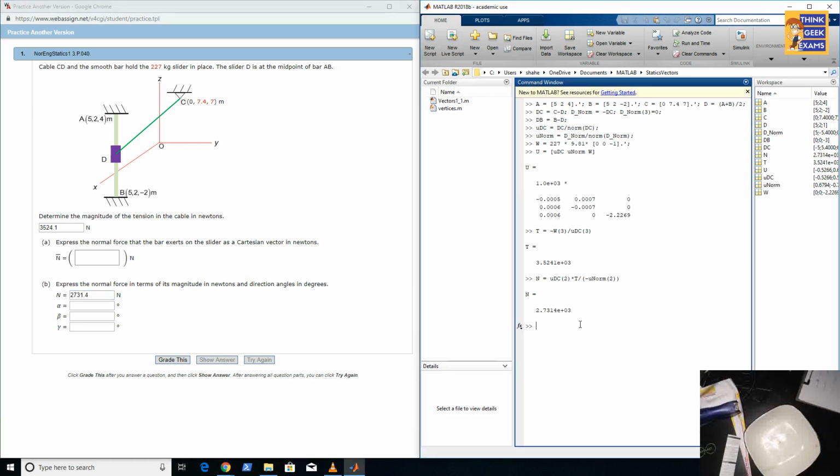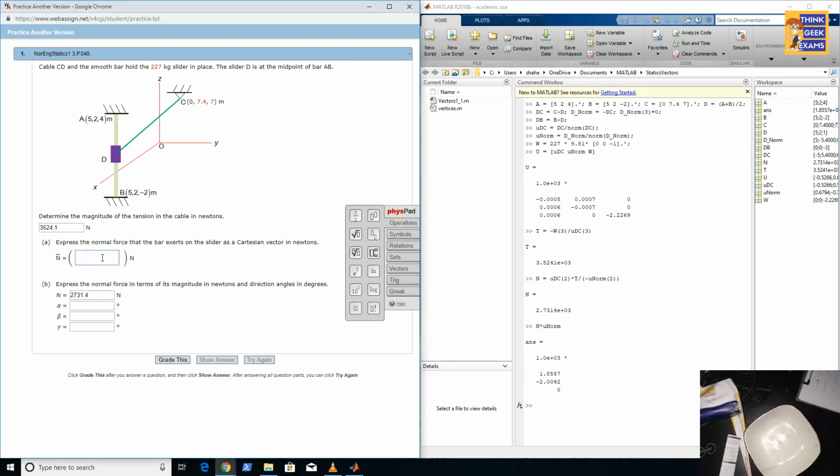Vector form is nothing but n times u norm. So that should give me the vector form, yeah, so that's this vector over here. It's 1855.7 in vector form is I minus 2004.2 J.